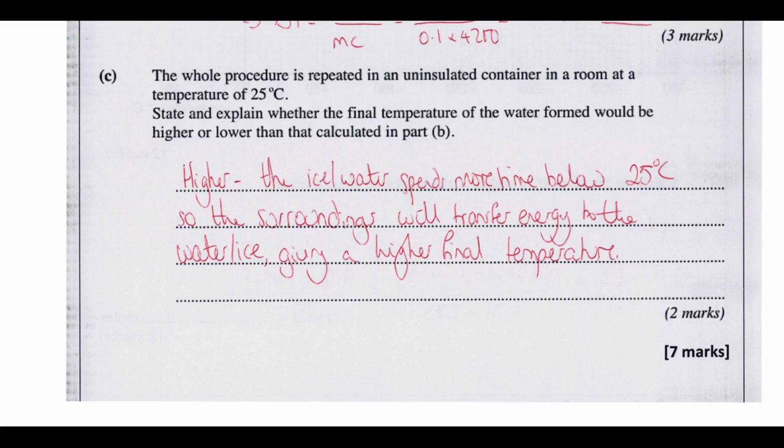And it's because it spends more time below the temperature of the surroundings, so you get extra heat transferred in. Once it gets above 25 degrees, it will then start transferring energy to the surroundings, but it's already had a massive net gain by that point. So overall, you've got a net transfer from the surroundings.